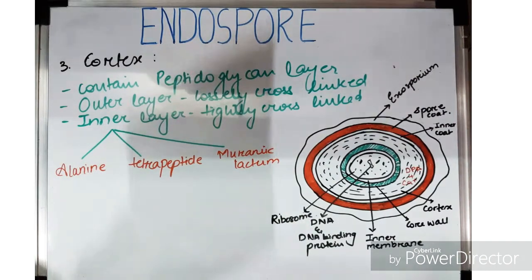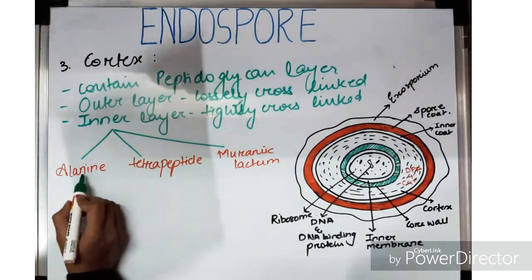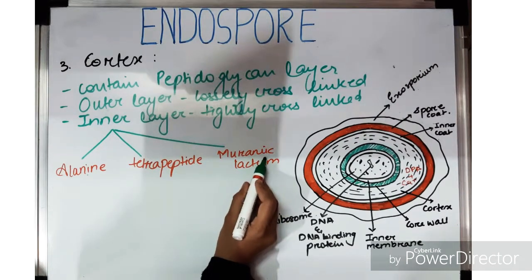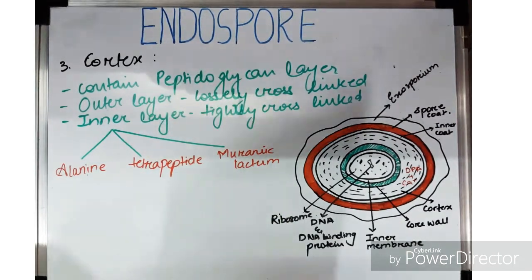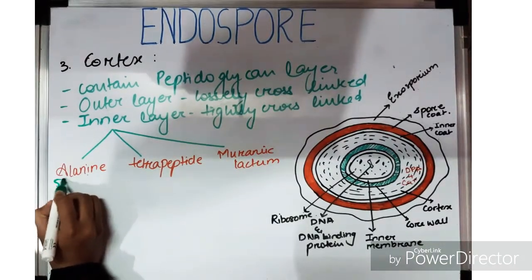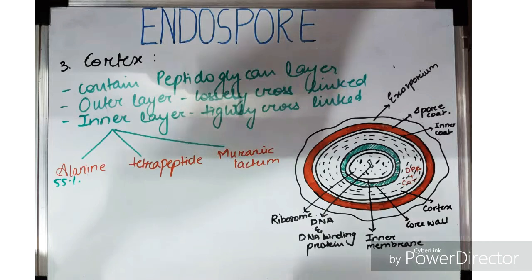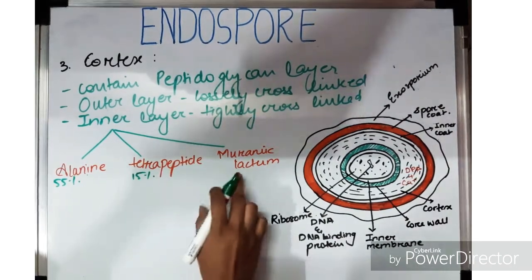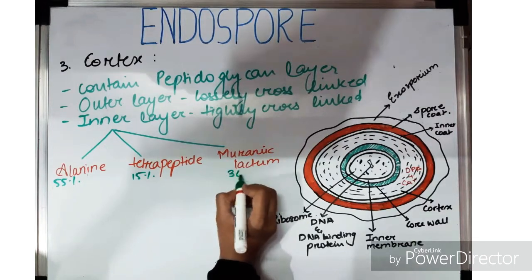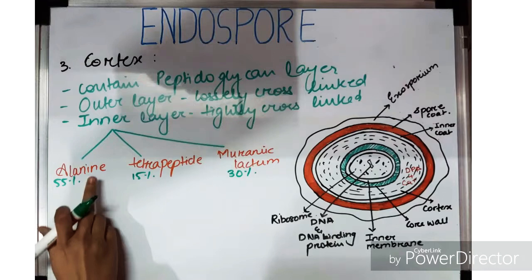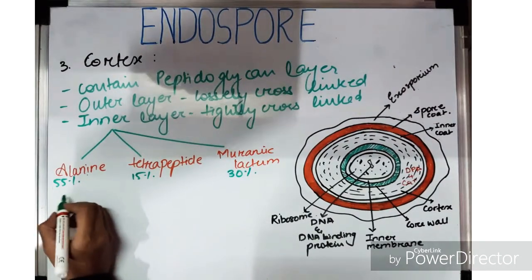The inner layer contains three repeating subunits. The first is alanine, second is tetrapeptide, and the third is a muramic lactam. The alanine subunit is 55%, while the tetrapeptide subunit is 15%, and the muramic lactam subunit is 30% of the total inner layer.